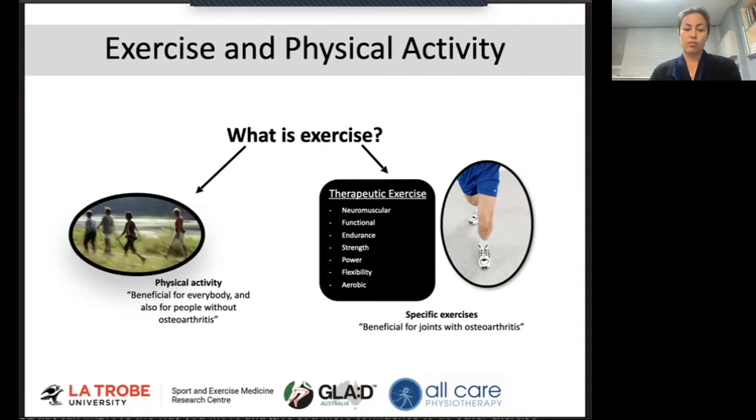Exercises can also look at muscle power, which is how your muscles use strength quickly, which may improve your balance and also improve your ability to do exercises that require power, such as running or walking quickly. And exercises to improve your flexibility may also help improve your joint movement. Aerobic exercise is another type of therapeutic exercise, and it may help to improve your physical fitness and your general health, which will help to assist you to get back to many recreational physical activities.